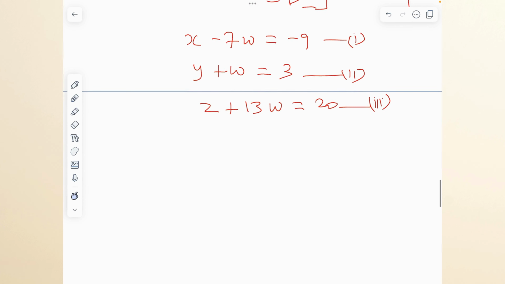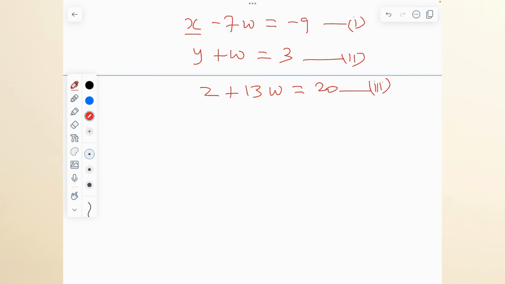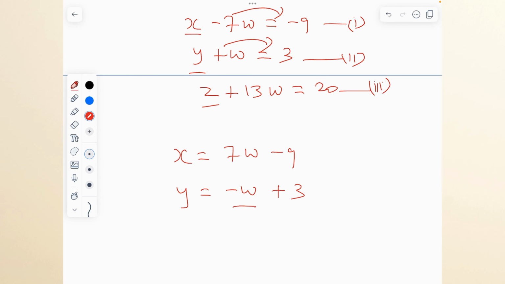Moving on further, for x, y and z, you just split and write. For the x variable, this minus 7w, you just take it to the right hand side of the equal sign. So you'll be getting x is equal to 7w minus 9. And for y, y is equal to minus w plus 3. Take this plus w to this side, you'll be getting minus w. Next, for z, plus 13w, take it to the right side, z is equal to minus 13w plus 20.